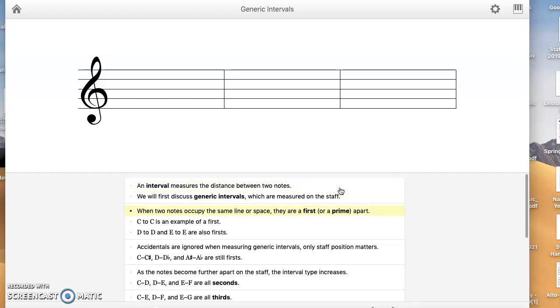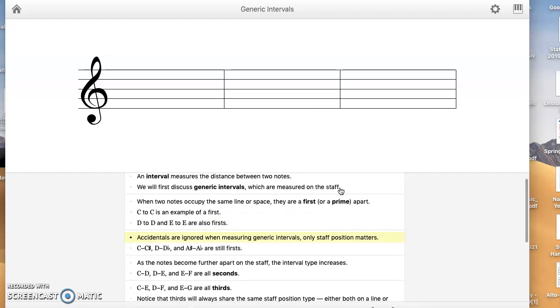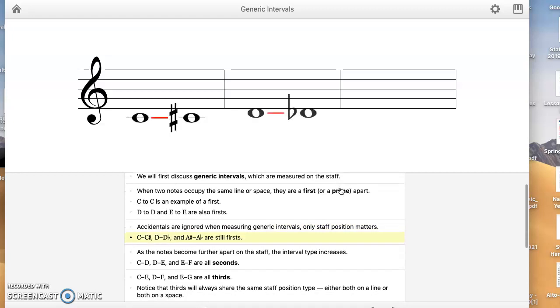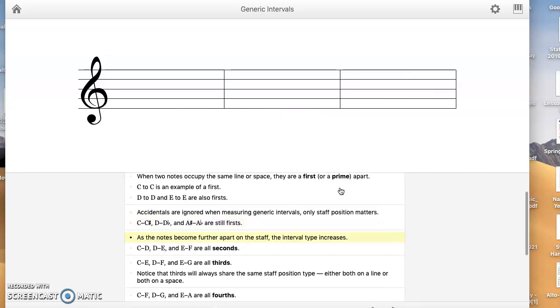When two notes occupy the same line or space, they are a first apart. C to C is an example of a first. These are also examples of firsts. Accidentals, which are sharps and flats, are ignored when you measure generic intervals. Only staff positions matter. So from a C to a C sharp, we're just going to call that a first. We're just talking about generic ones. We don't really use this, but this is just for you to get the hang of it, okay?